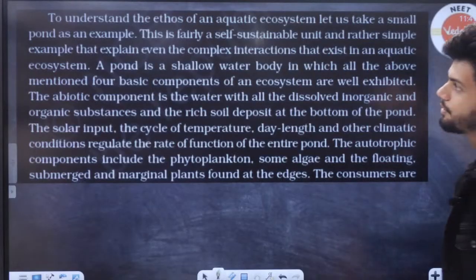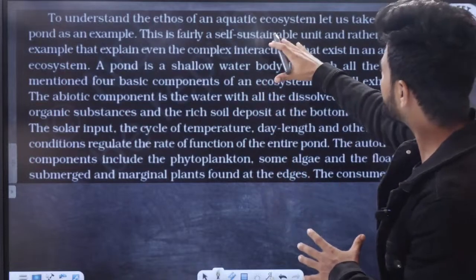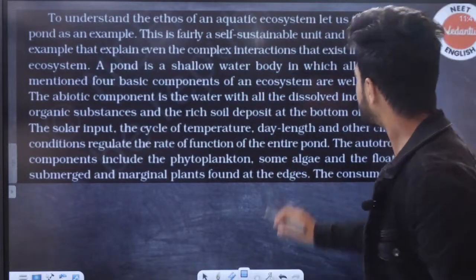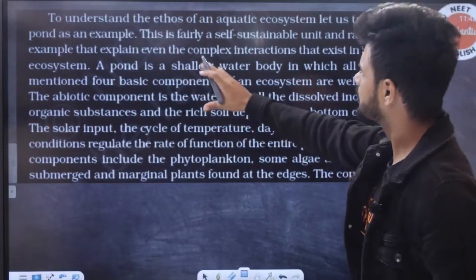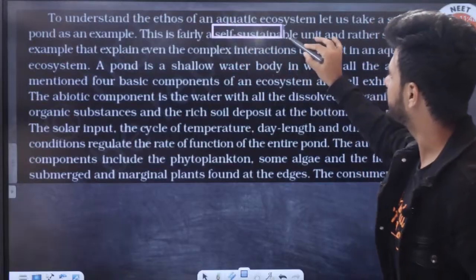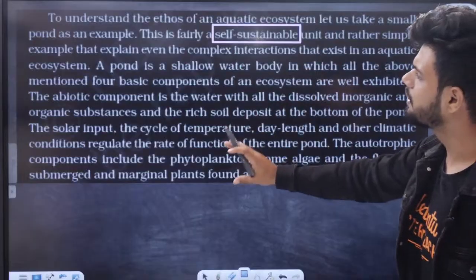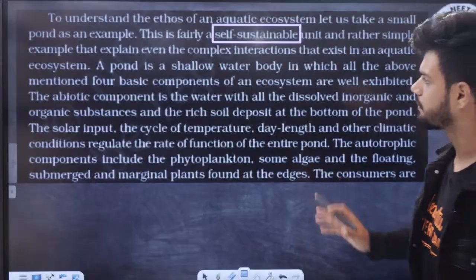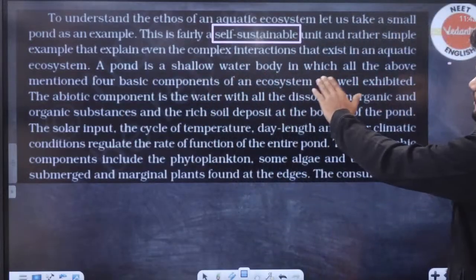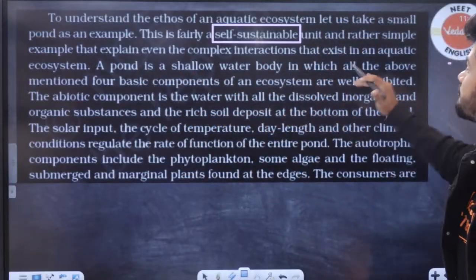Good morning, everyone. Now, to understand the levels of an aquatic ecosystem, let's take a small example of a pond. This is fairly self-sustaining. Yes, the ecosystem is self-sustaining. It is a unit and rather simple example that explains even the complex interactions that exist in an aquatic ecosystem. A pond is a shallow water body in which all the above mentioned four basic components of an ecosystem are well exhibited.